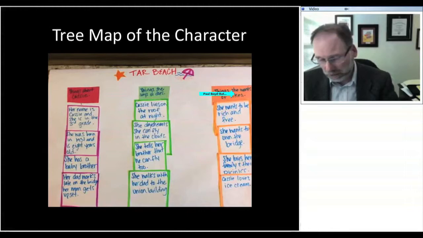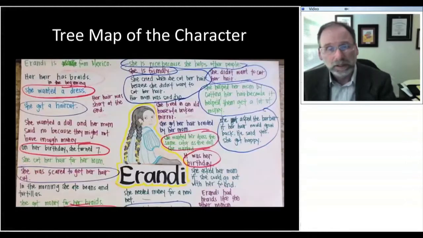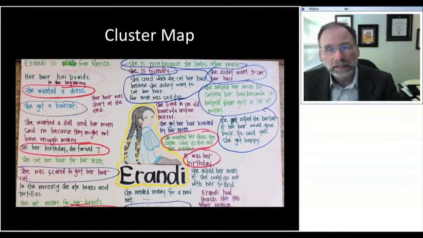Let's look at another one. Look at this character, Arandi. Here's something about her birthday. And so the teacher says, is there something else of what we talked about? It's about her birthday. And look over here. Here's a sentence about her birthday, that she's going to be 7 years old. And for her birthday, she wanted a red dress. So look at this.